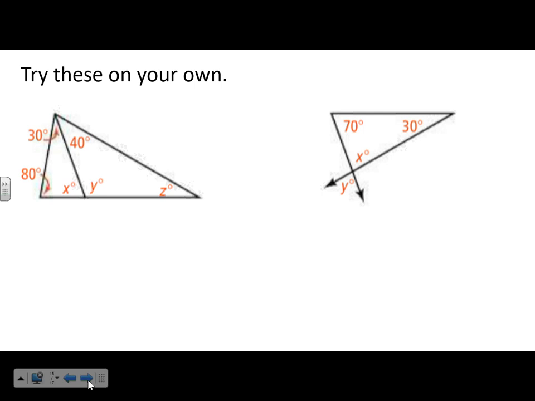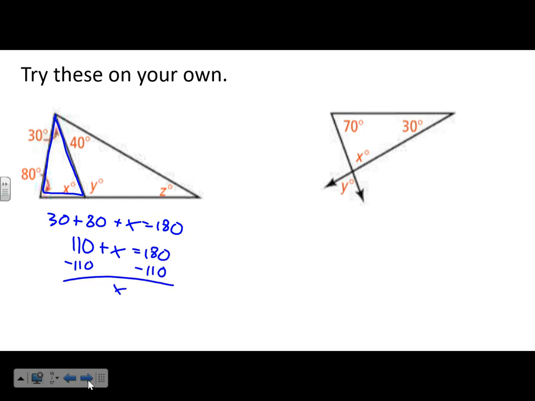So for the first one, if we just start by looking at this small triangle, I think that's the easiest way. So we can solve for x. 30 plus 80 plus x is equal to 180. That is 110 plus x is equal to 180. If you subtract 110, you end up with x is equal to 70. So this angle is 70.